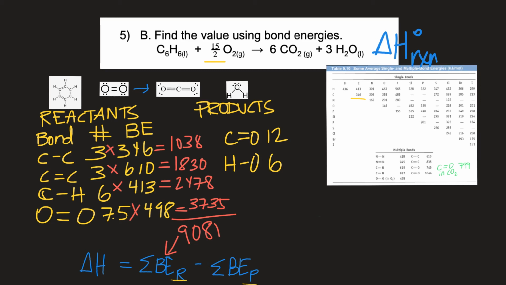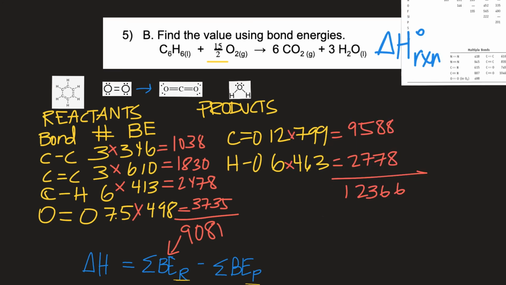For the bond energy for the C double bond to O, that is not going to be the 745. That's going to be the special situation, the 799. So we'll multiply those. And then the hydrogen to oxygen single bond is going to be 463. So I'm going to do my arithmetic. You can see I have the sum of the product bond energies now, and that's going to go right here.